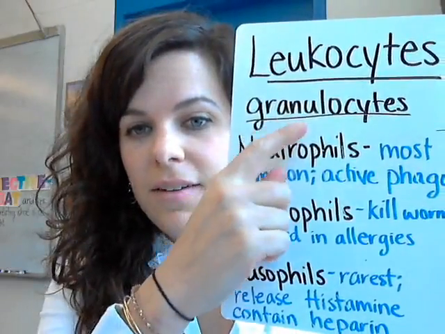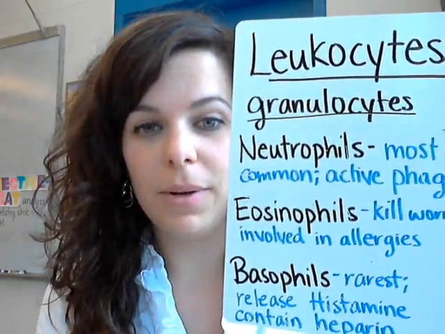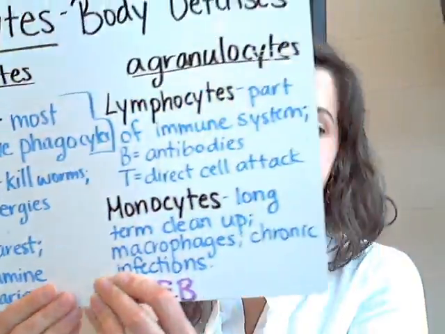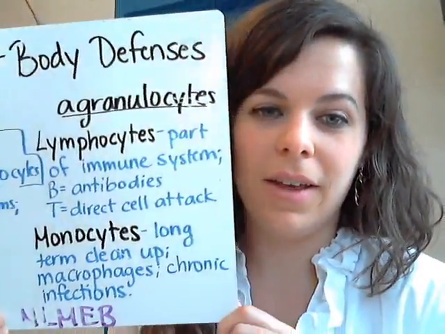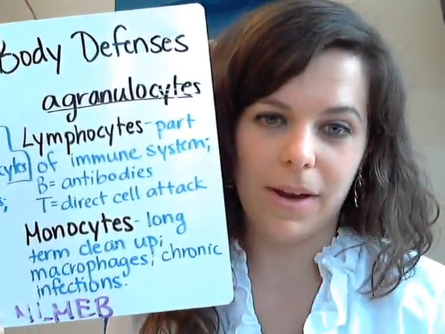So each of these ends in "phil," which is an easy way to remember which ones are the granulocytes. The other kind are agranulocytes. They end in "cyte," which is another easy way to remember that.